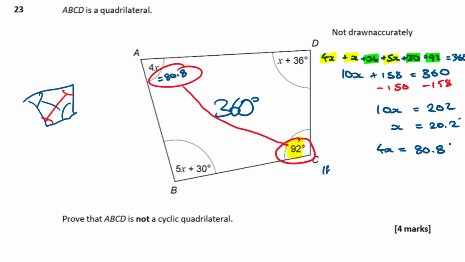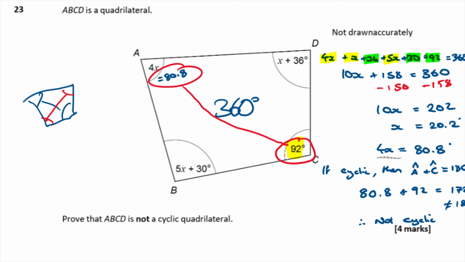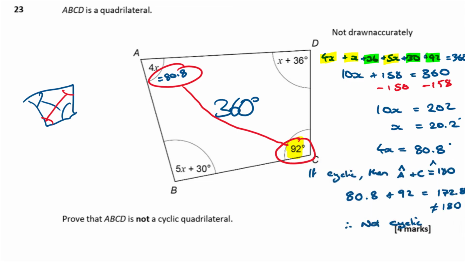I can say if cyclic, then angle A plus angle C equals 180. But what I have got is 80.8 plus 92, that's 172.8, isn't it? Which is not equal to 180, therefore not cyclic. I think some of my work here might have gone off the edge of the screen there. Let me just shift it over a little bit so you can read it.